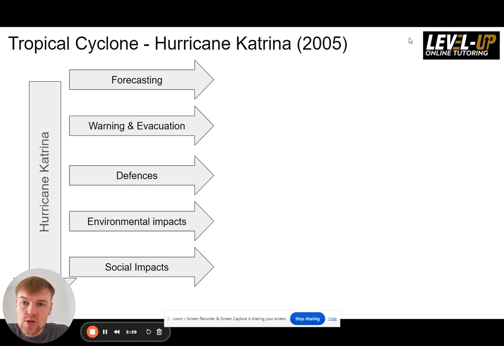So when we look at Hurricane Katrina, we're going to look at preparation, management, and responses, basically. And we're going to do that for 5 key things. We're going to do a little bit on forecasting, look at warning and evacuation, look at defences, environmental impacts, and then social impacts as well.